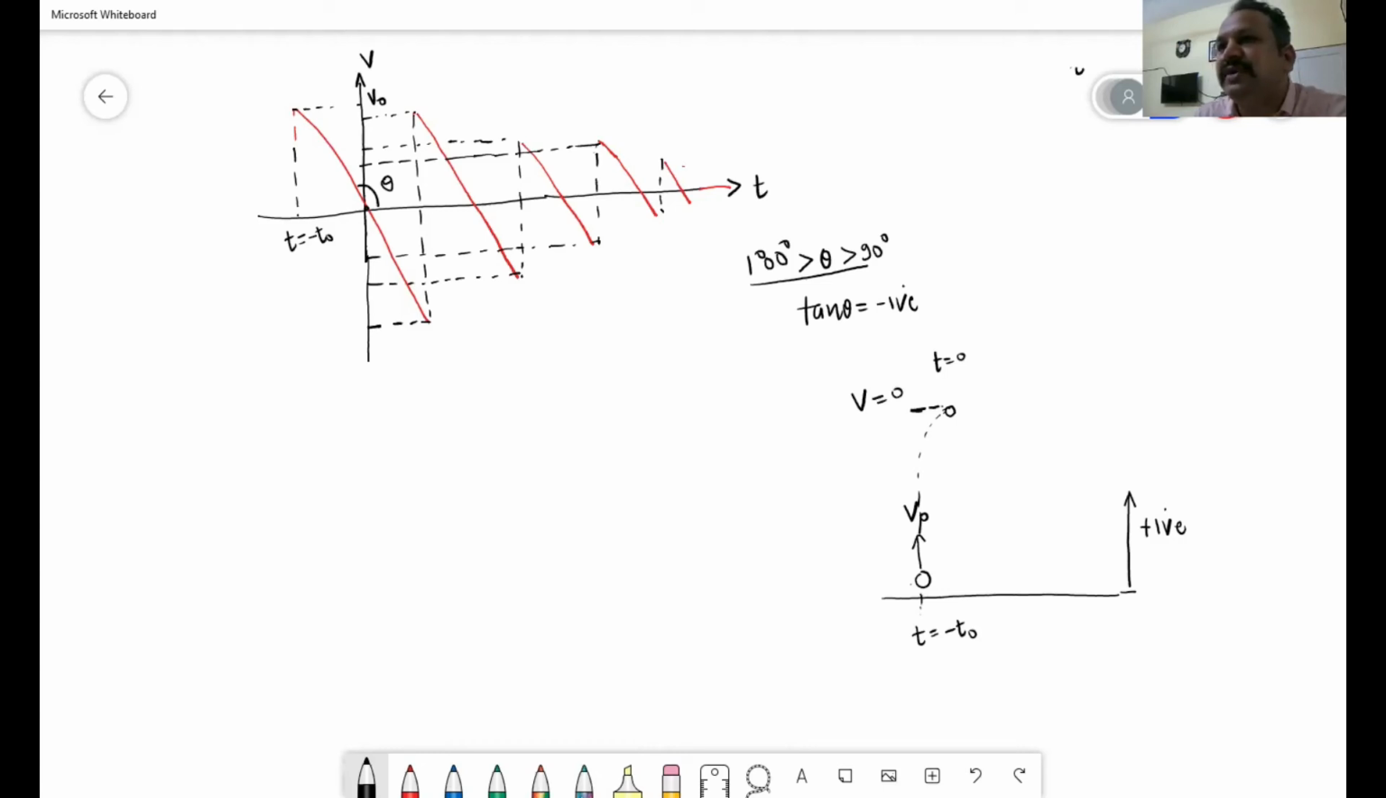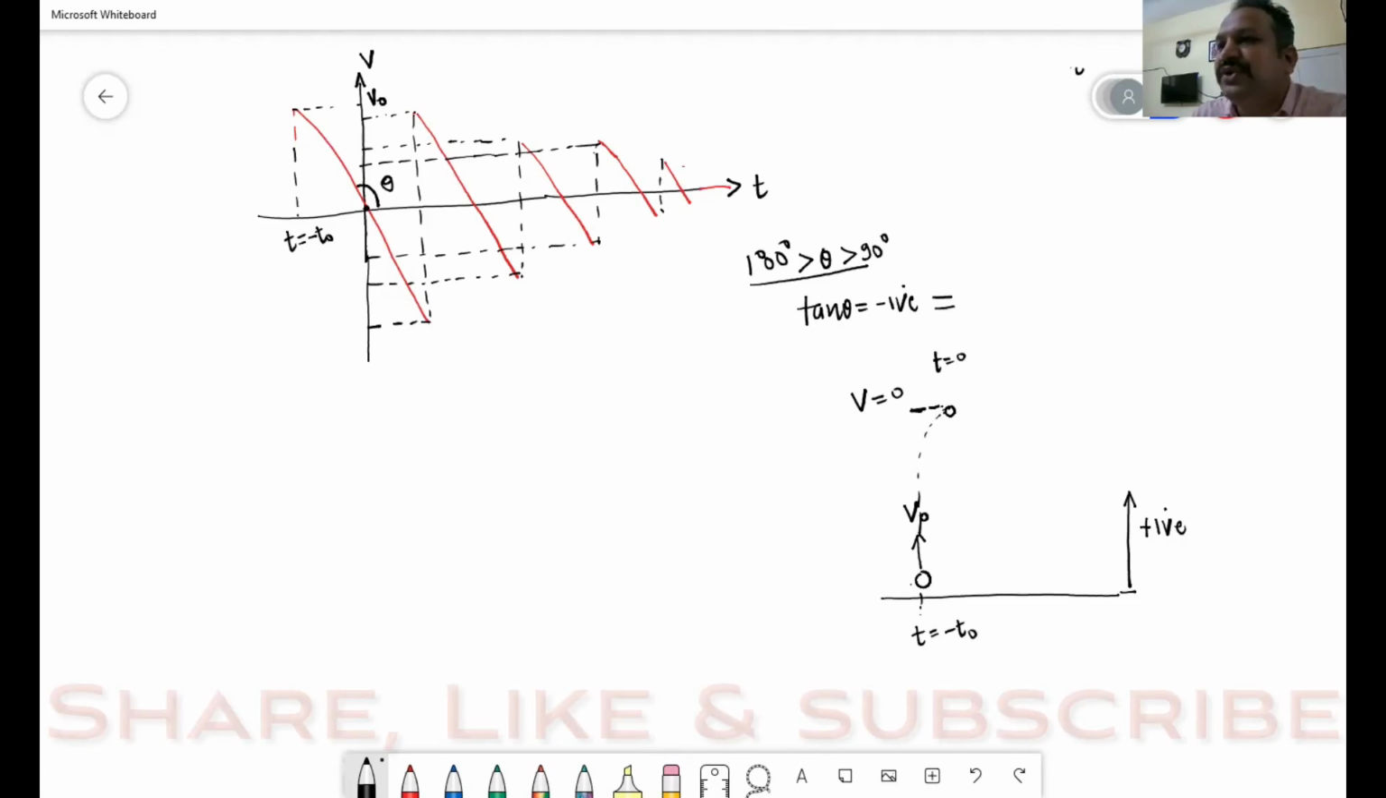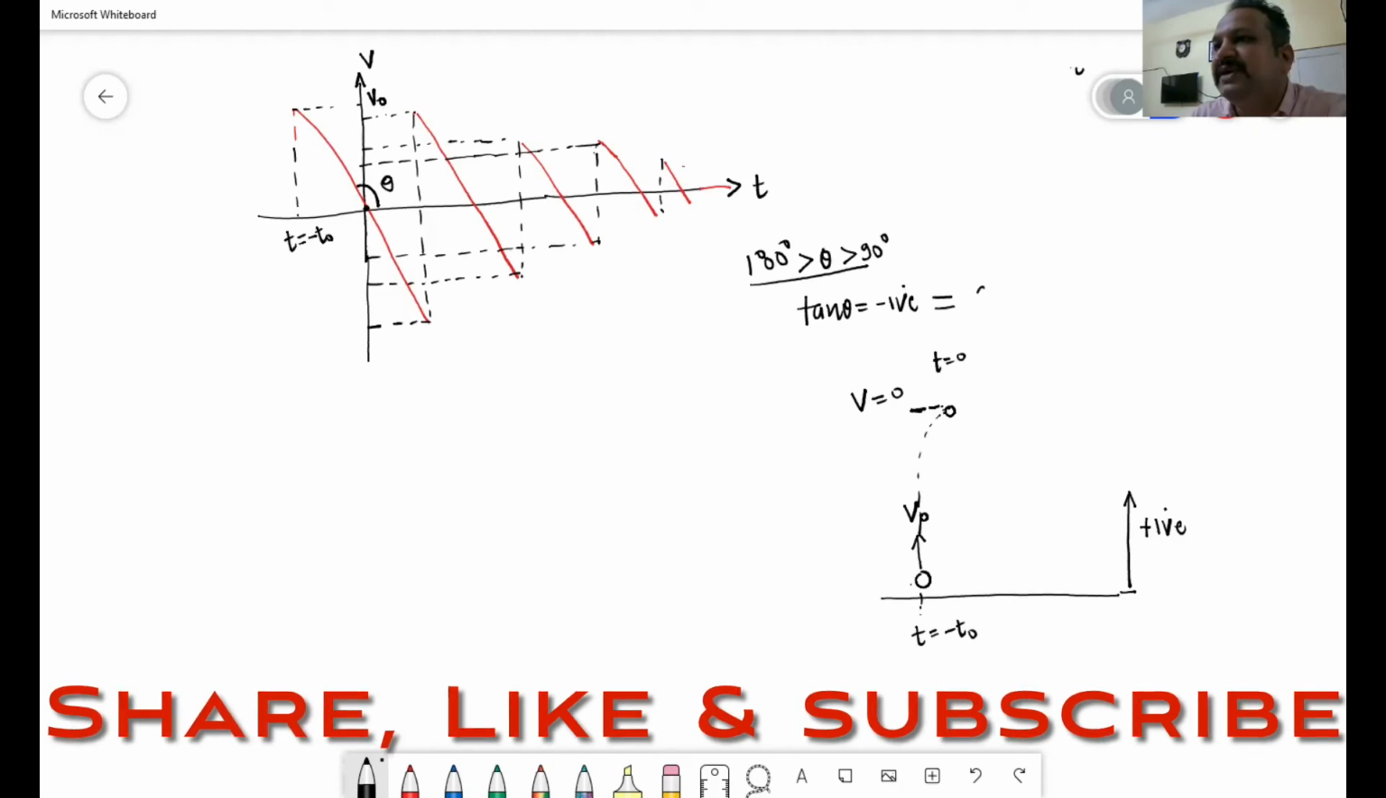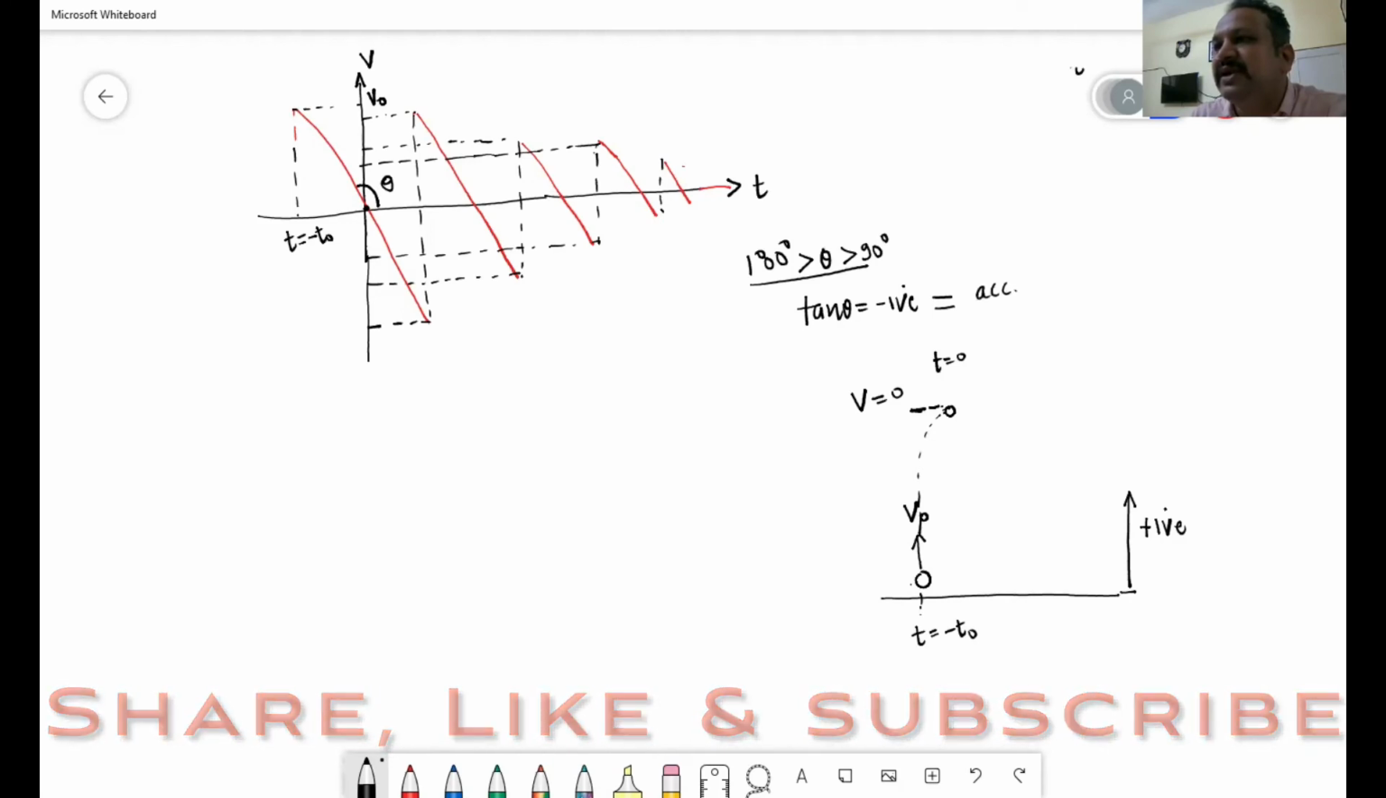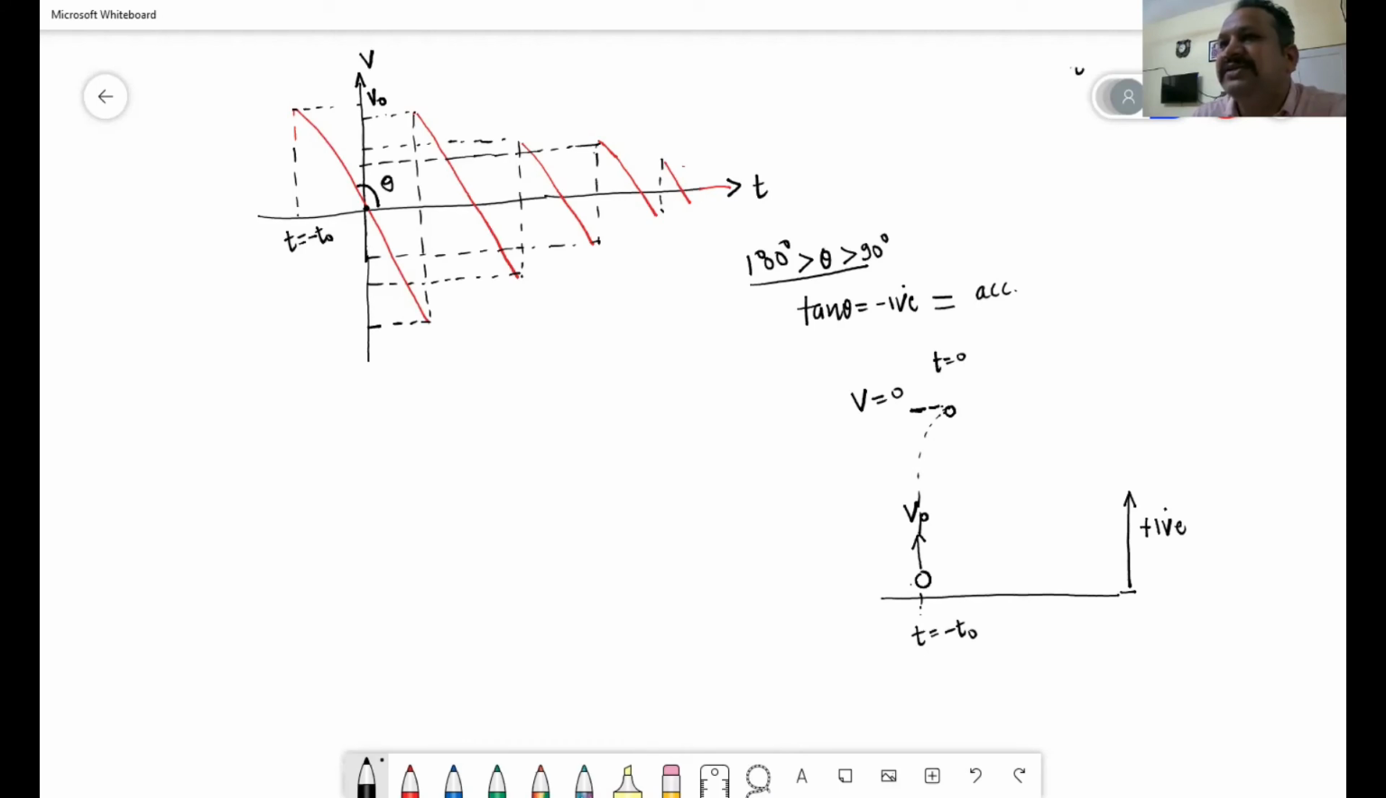Why is this so? Because the slope of the velocity-time graph, I have shown you, represents nothing but the acceleration. Now you will see this is a straight line, and the slope of a straight line is constant. What does it mean? It means the acceleration is also constant, but the acceleration is negative in direction.